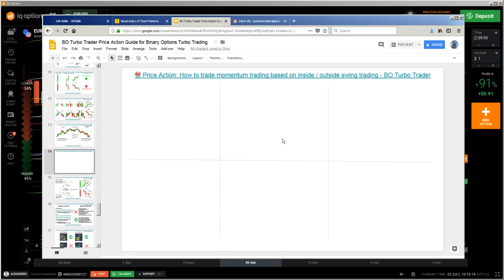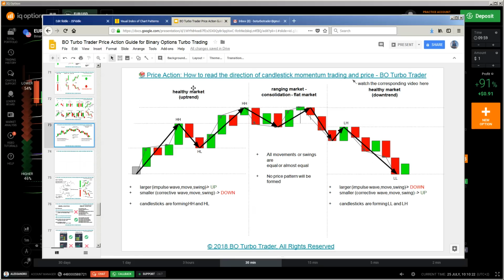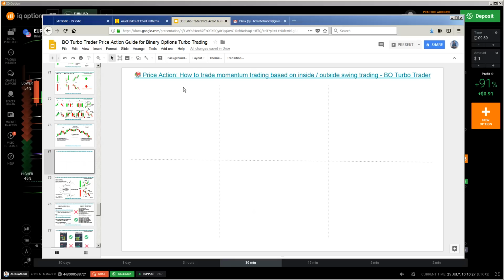So what do we have? I will do this in this manner: here we will have the continuation swings, those ones which are continuation. How they look, I will explain also. I try to make it as easy as possible.